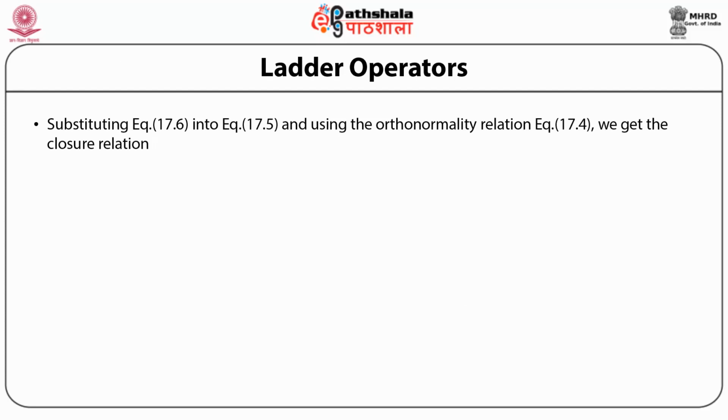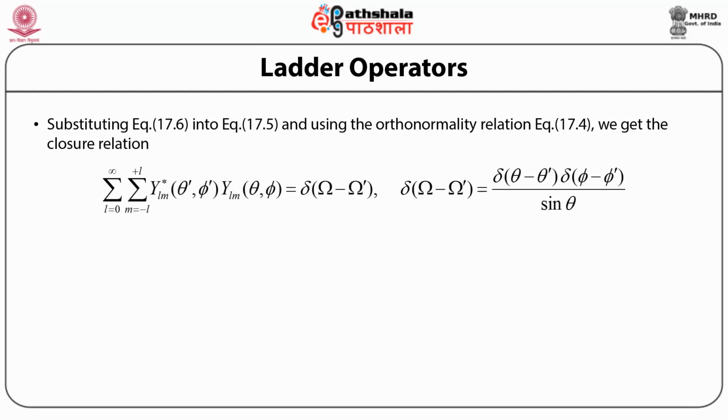Substituting equation 6 into equation 5 and using the orthonormality relation defined in equation 4, we get the closure relation represented as summation L is equal to 0 to infinity, summation m going from minus L to plus L, Ylm star of theta prime phi prime Ylm of theta phi is equal to delta of omega minus omega prime, where delta of omega minus omega prime is equal to delta of theta minus theta prime into delta of phi minus phi prime divided by sine theta.